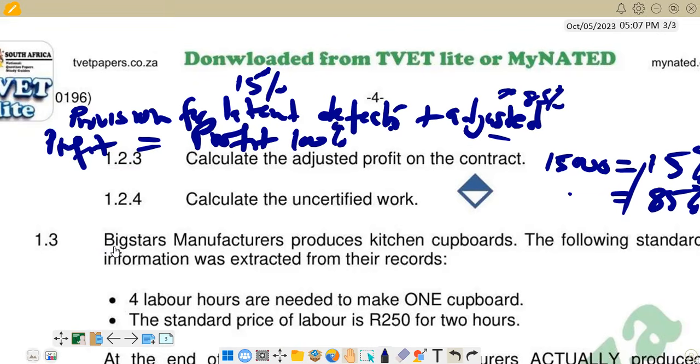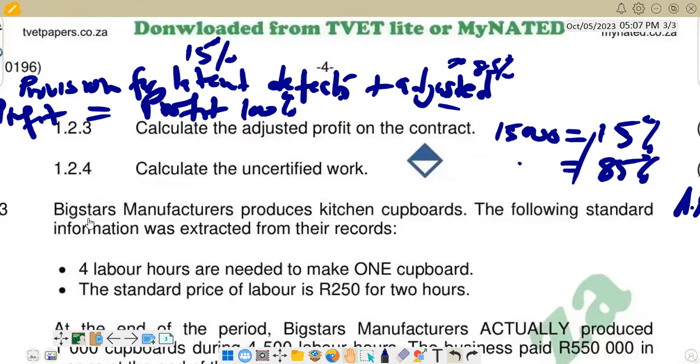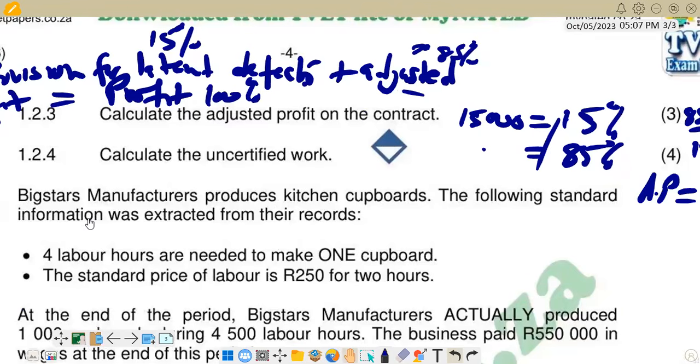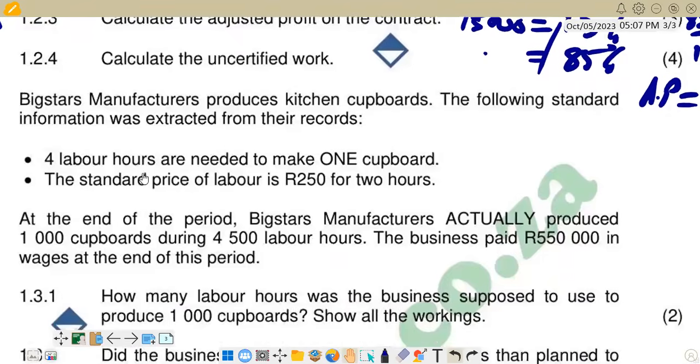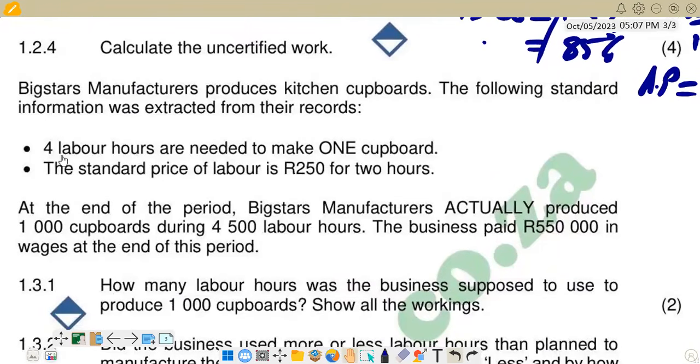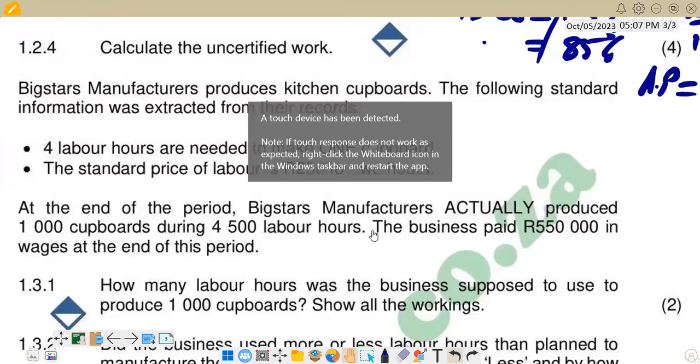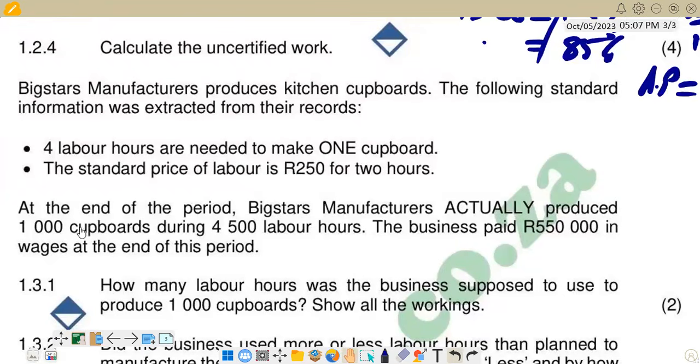Then we go to 1.3. 1.3 is saying Big Masters Manufacturers produce kitchen cupboards. The following standard information was extracted from their records, and we are told that 4 labor hours are needed to make one cupboard. Very important there. Then we've got the standard price for labor, which is 250 for 2 hours. It goes on to say that at the end of the period, Big Masters Manufacturers actually produced 1,000 cupboards during 4,500 labor hours. The business paid 550,000 rands in wages at the end of the period.